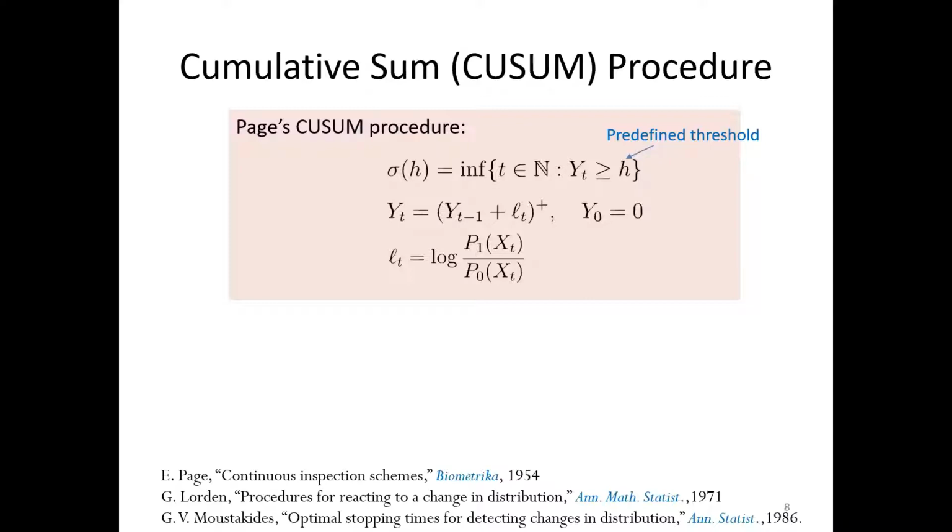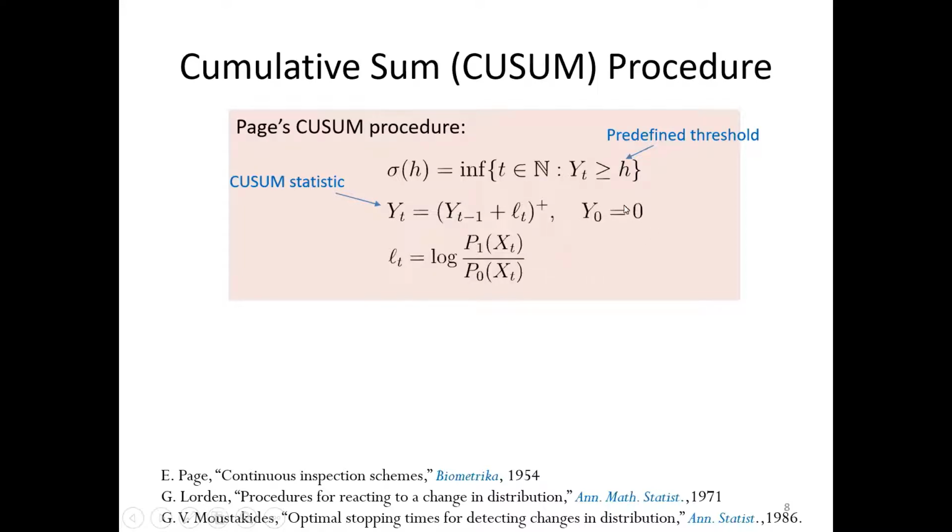So in this CUSUM procedure, we basically declare the event has happened at the first time t such that this yt is bigger than the threshold. This yt is called a CUSUM statistic, and that is computed this way. And you can see that here we are simply accumulating the LLR.